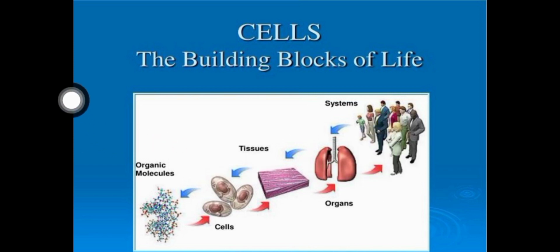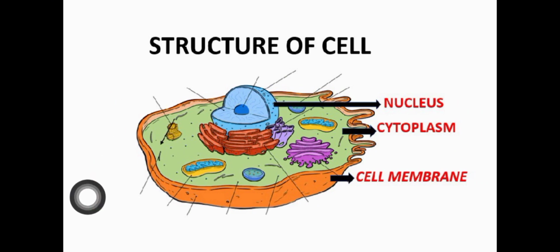Next, what is cell made up of? Cell is made up of organic molecules such as nucleic acids, proteins, carbohydrates and lipids. You will come to know when you study the structure of cell. Structure of cell. A cell consists of three parts: cell membrane, nucleus, cytoplasm.